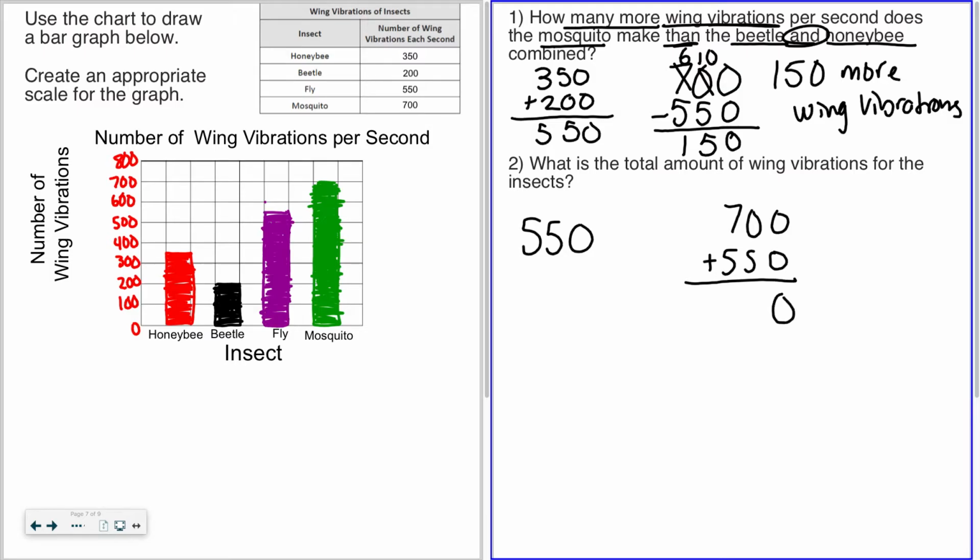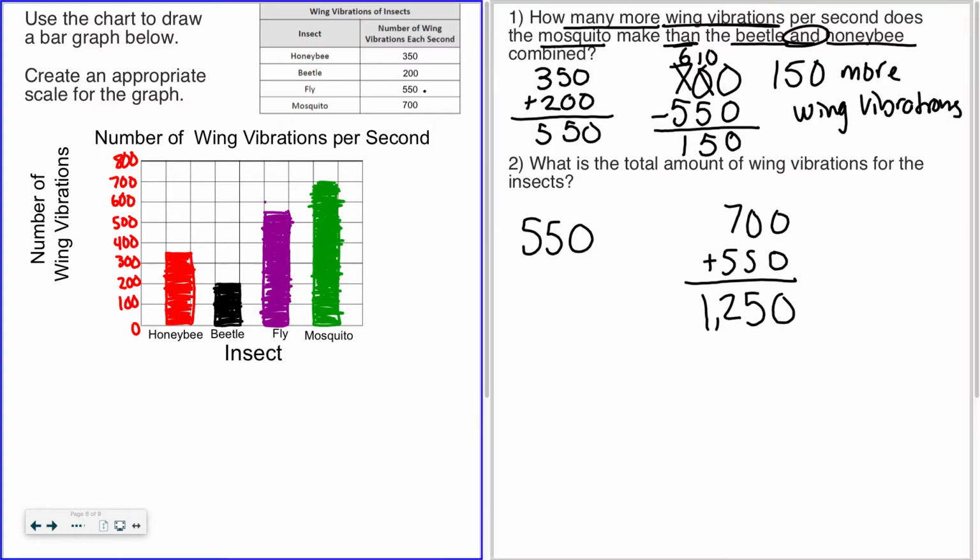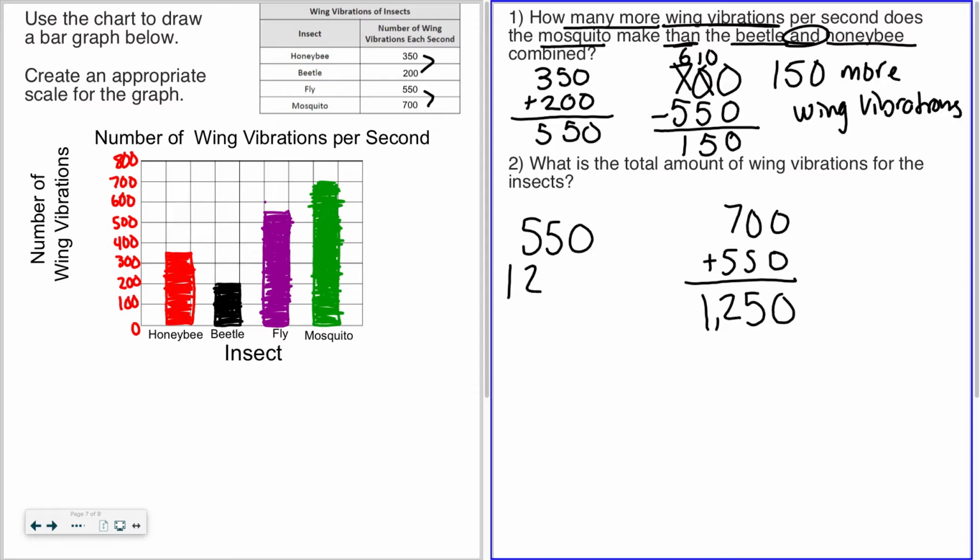0 plus 0 is 0, 0 plus 5 is 5, 7 plus 5 is 12, that's 1,250. Now I want to add this combined total with my other combined total, my fly and mosquito total plus my honeybee and beetle total, to find the combined total for all 4 insects, right? Because I added these two, I added these two, now I want to add both sums together. Sum meaning the answer to an addition problem.